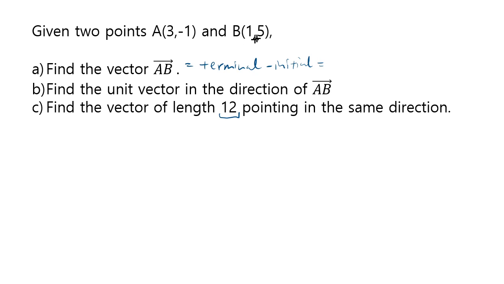So in our case, B is the terminal, A is the initial, so you subtract, and that gives you 1 minus 3, which is negative 2, and 5 minus negative 1, which is 6. You should write it in angle brackets to say it's a vector. Then it's hard to go directly from here to this.